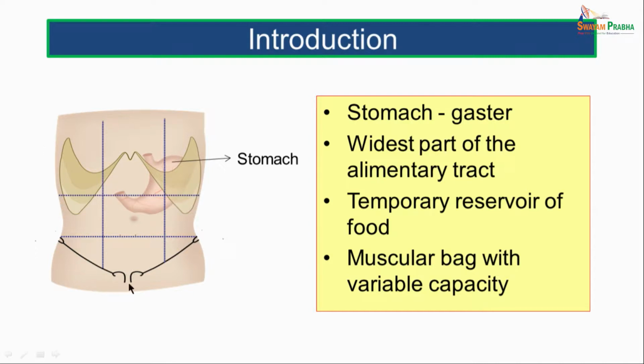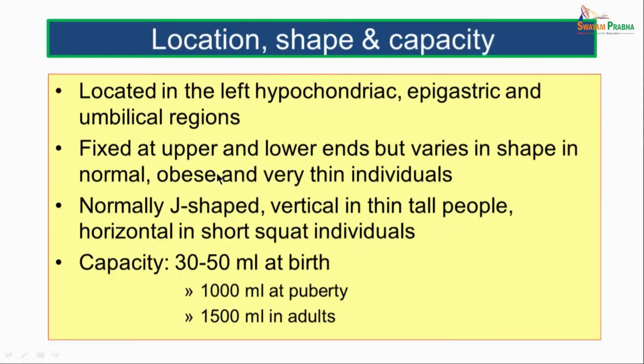What we see here are the various regions of the abdomen. We see the stomach, which is situated majorly in the left hypochondriac region, epigastric region, and the umbilical region. So, when we talk of location, the stomach is located in the left hypochondriac, epigastric, and umbilical regions.